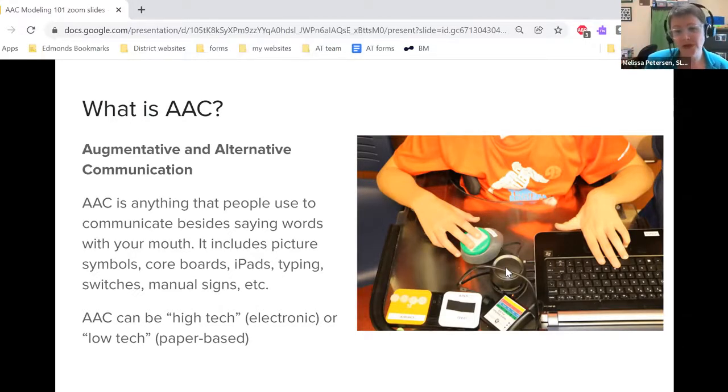And we have lots of students in Edmonds who are learning how to use other ways to communicate besides using their mouth to talk. It can be high tech, which means using some kind of an electronic device, or it can be low tech, which just means that it's paper-based. Those are two terms that you hear a lot.